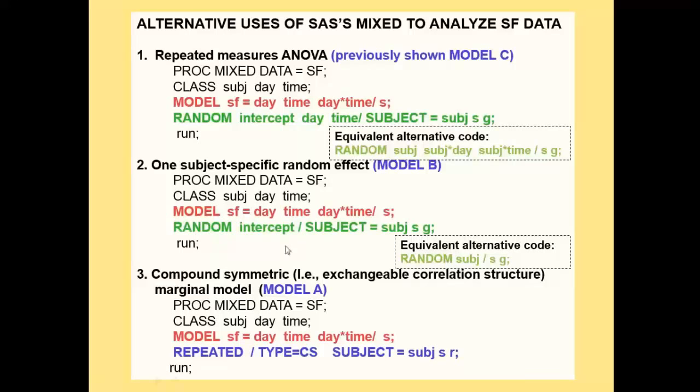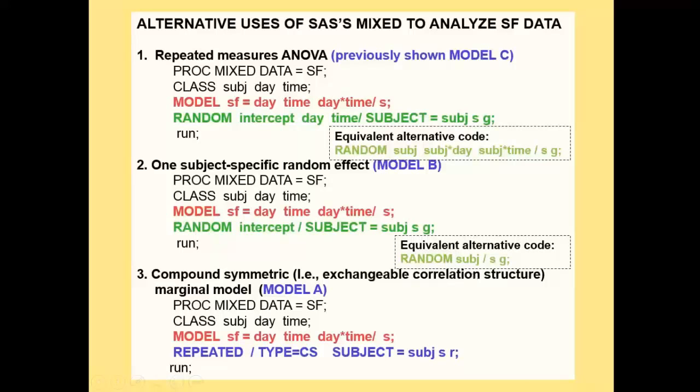See that? Now, you see what I've written over here? Random subject / SG. Can you see that this is the same as that? Because instead of saying random intercept subject, I'm just putting in random subject. So these two are equivalent. Okay? Now, look at the third thing I've done.